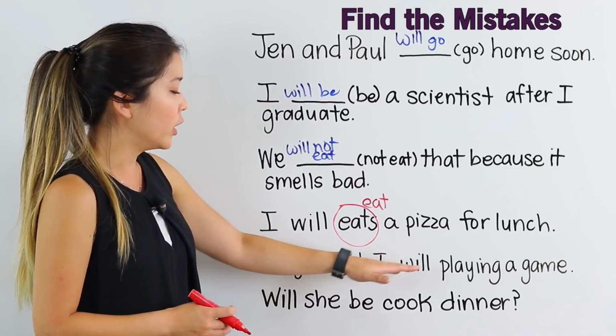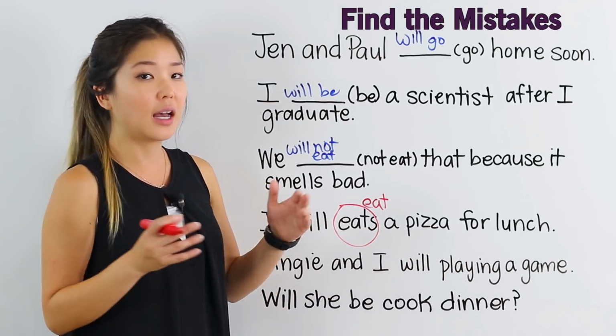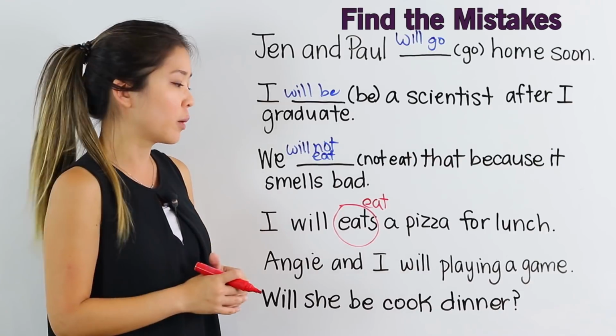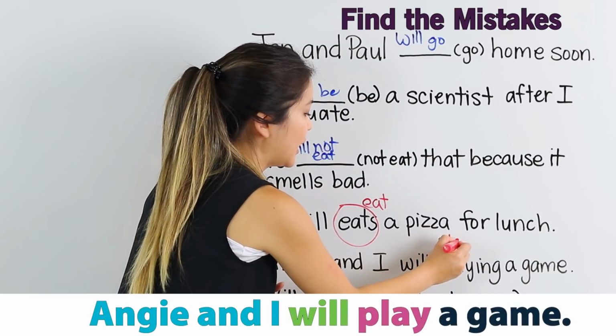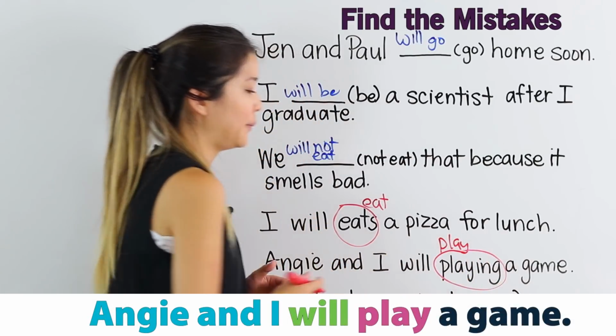Angie and I will playing a game. Again, we need the base form of the verb. Angie and I will play a game.